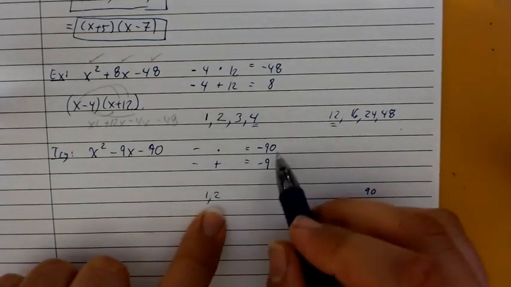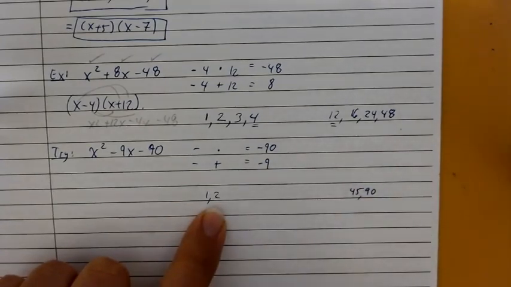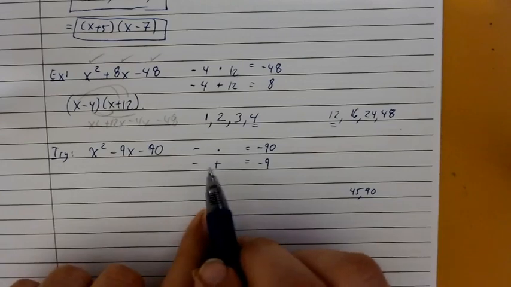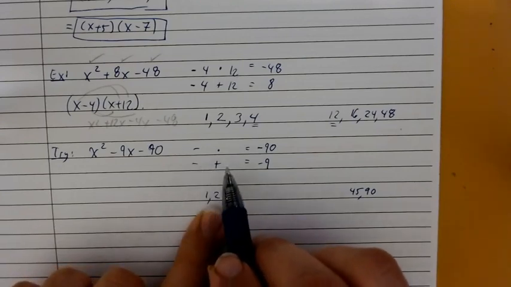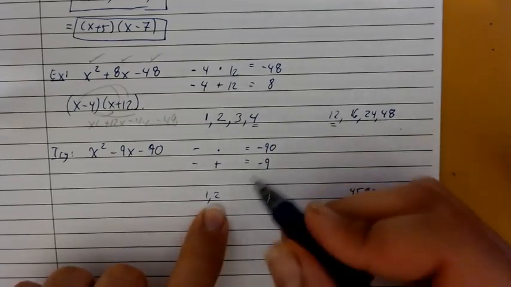Let's try 2. Can I divide 90 by 2? Sure, I get 45. But that doesn't work here. Negative 2 plus 45, that's 43. And if I flip them, that's negative 43. Either way, that doesn't work. Let's go on to the next one.